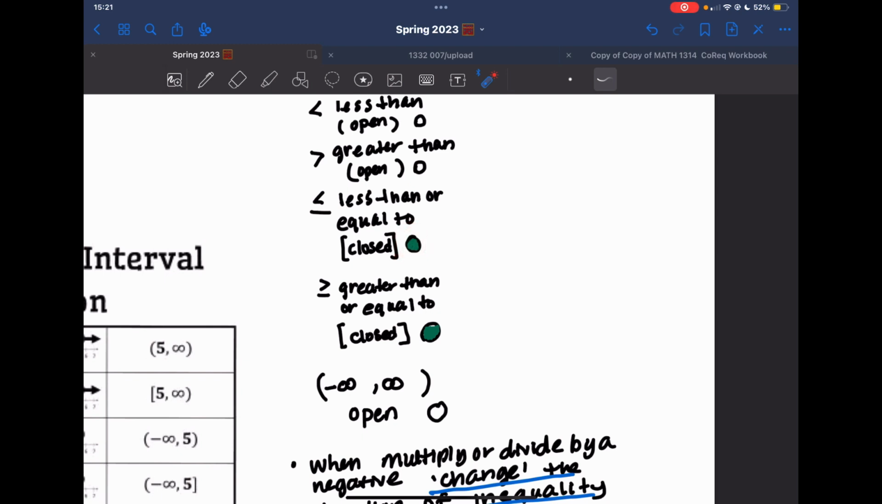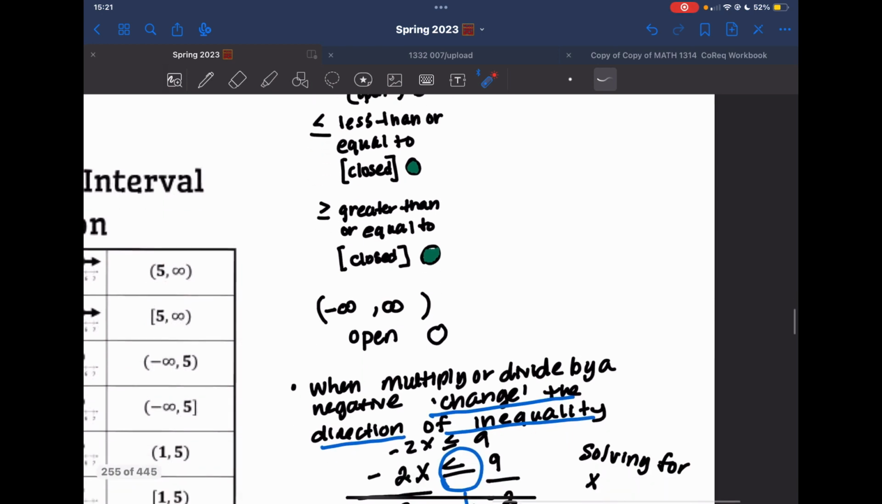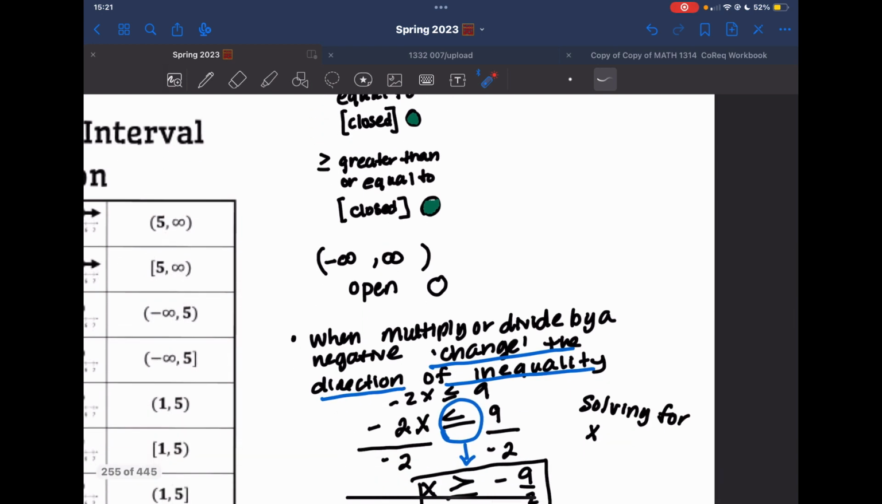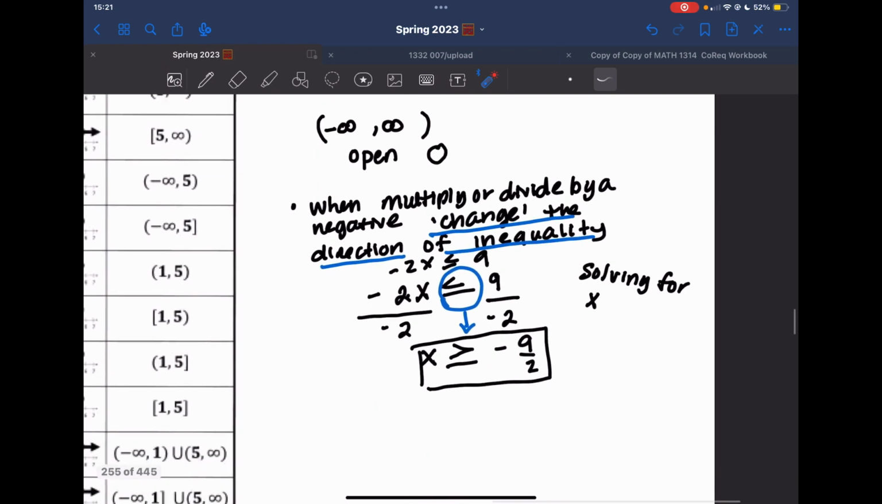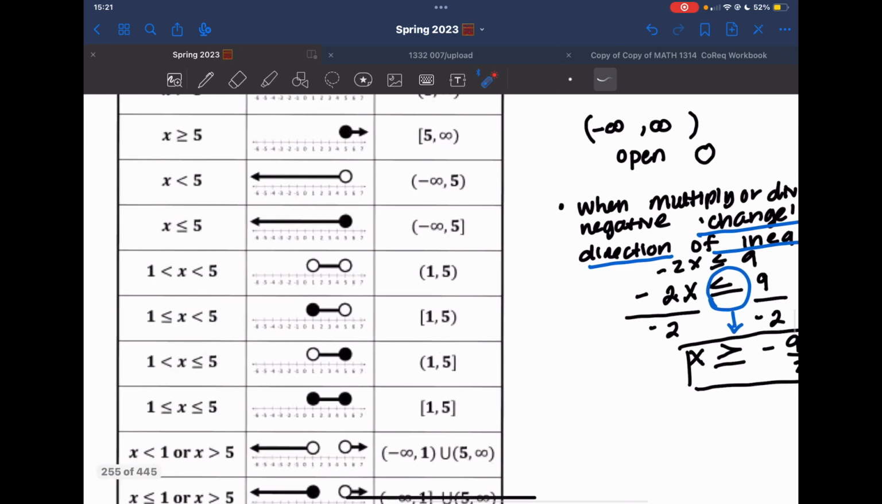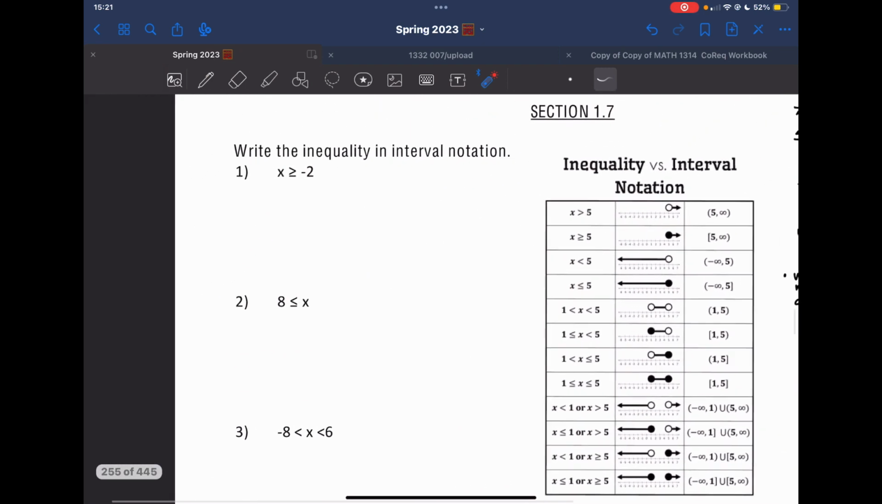The notation when it's open are going to be soft parentheses, and then when it's closed for interval notation, we're going to have brackets. You can have a combination of the soft parentheses and the brackets. And then we always want to recall that infinity notation, negative infinity to infinity, will always be open because we are not bounding those. Another point to make is that when we multiply or divide by a negative, you're going to change the direction of the inequality. It's going to be like on numbers 10, 11, 12.